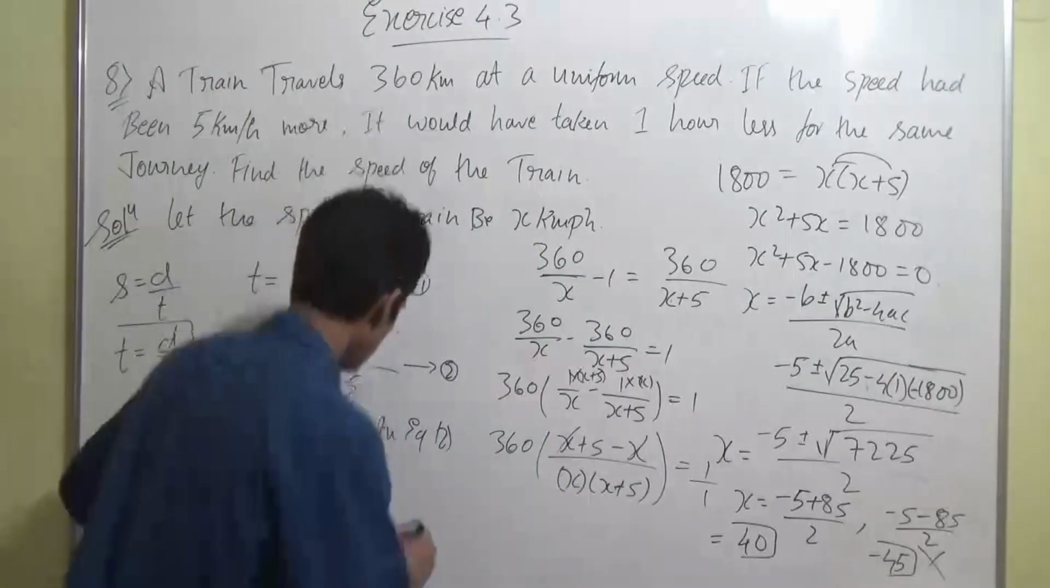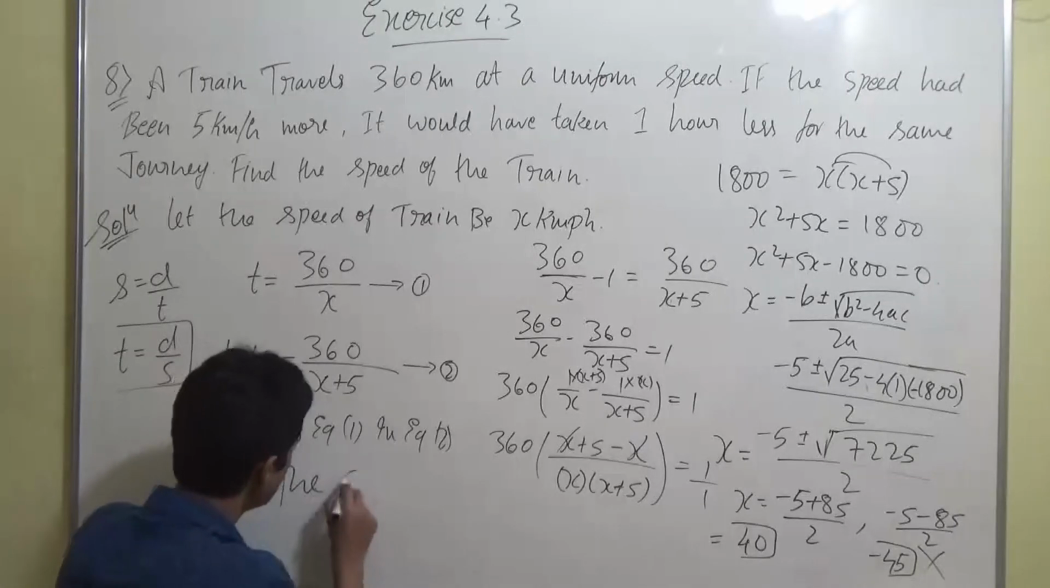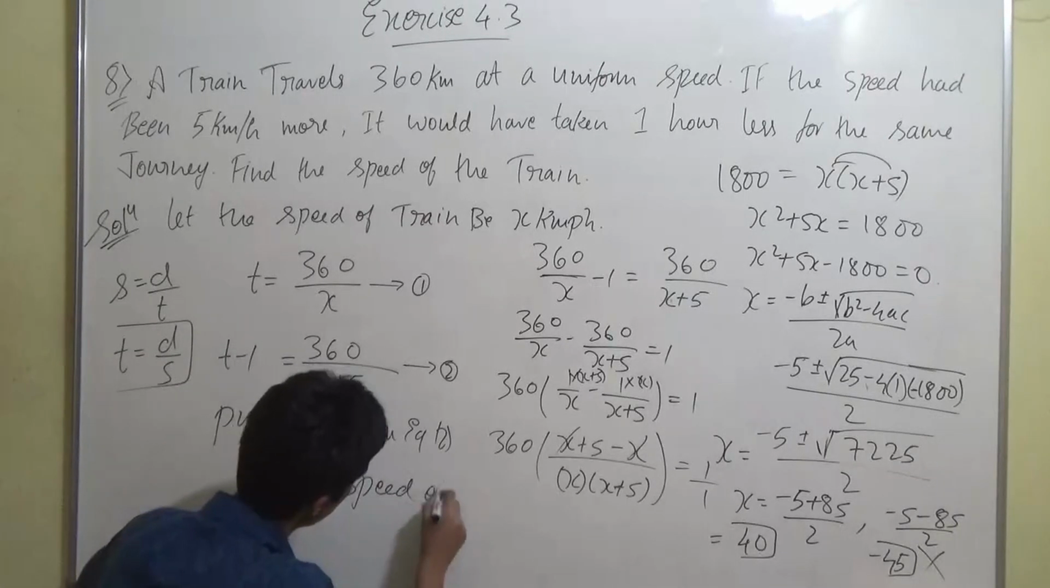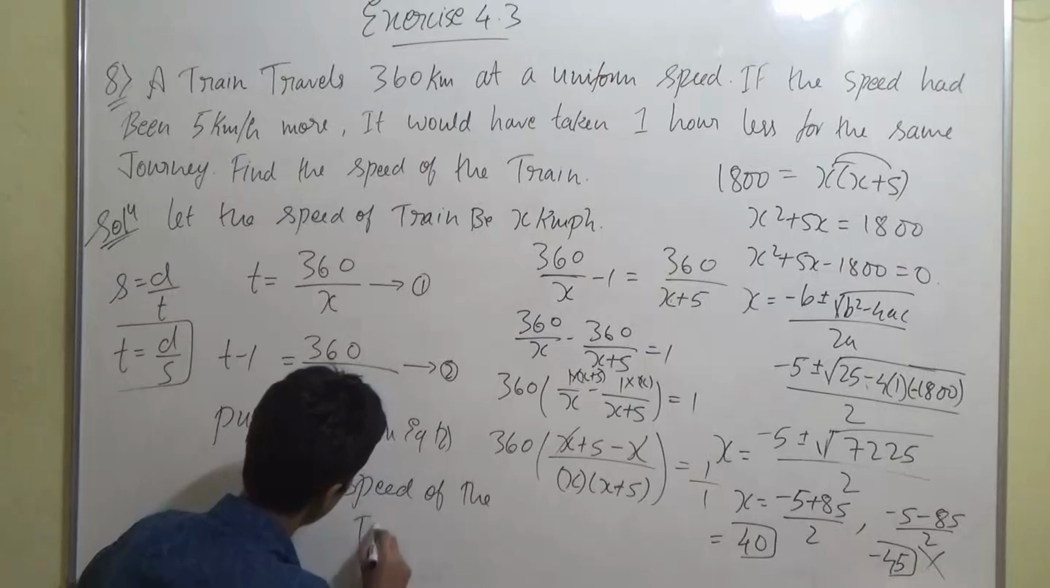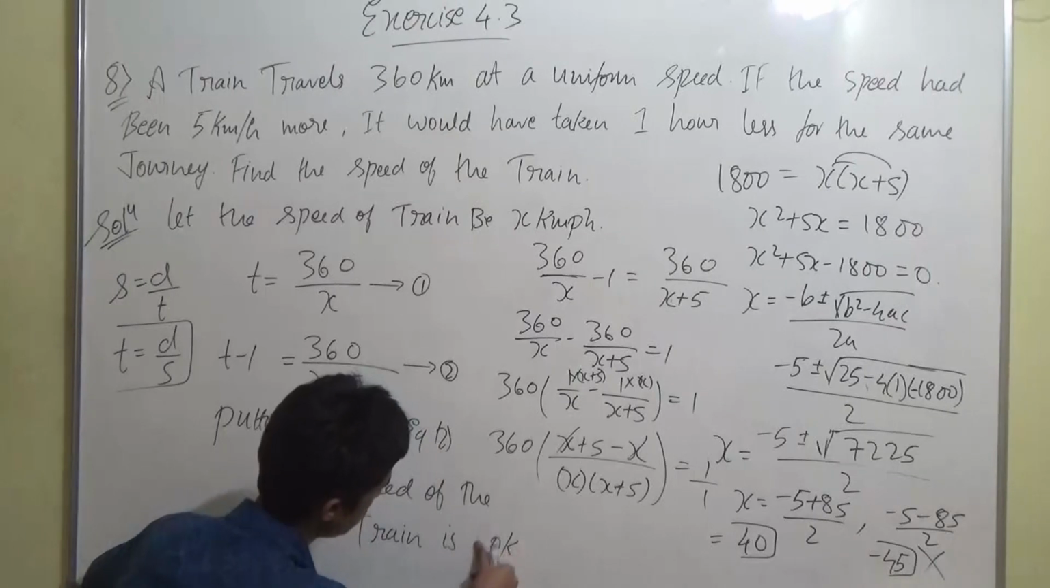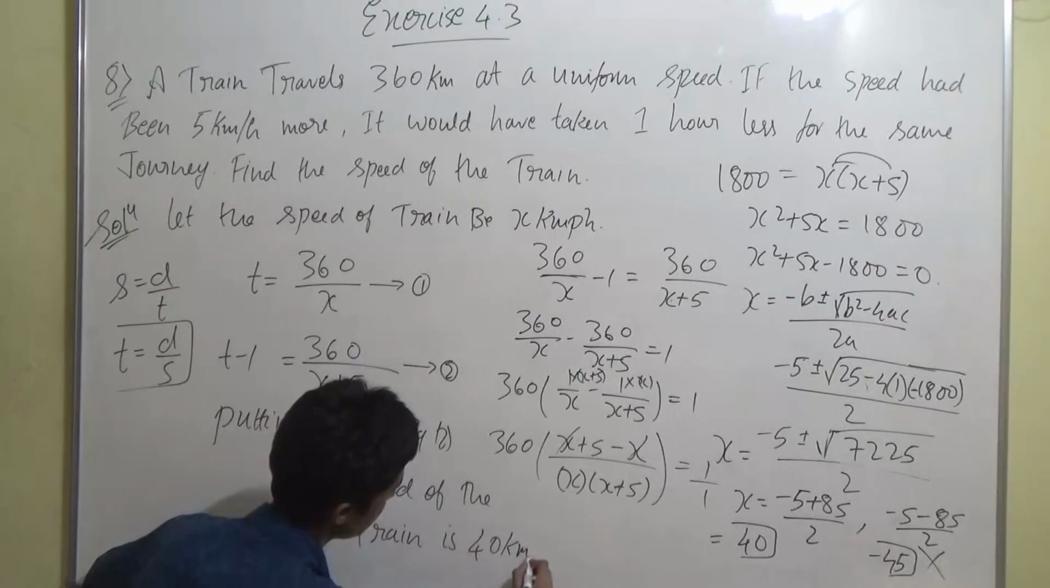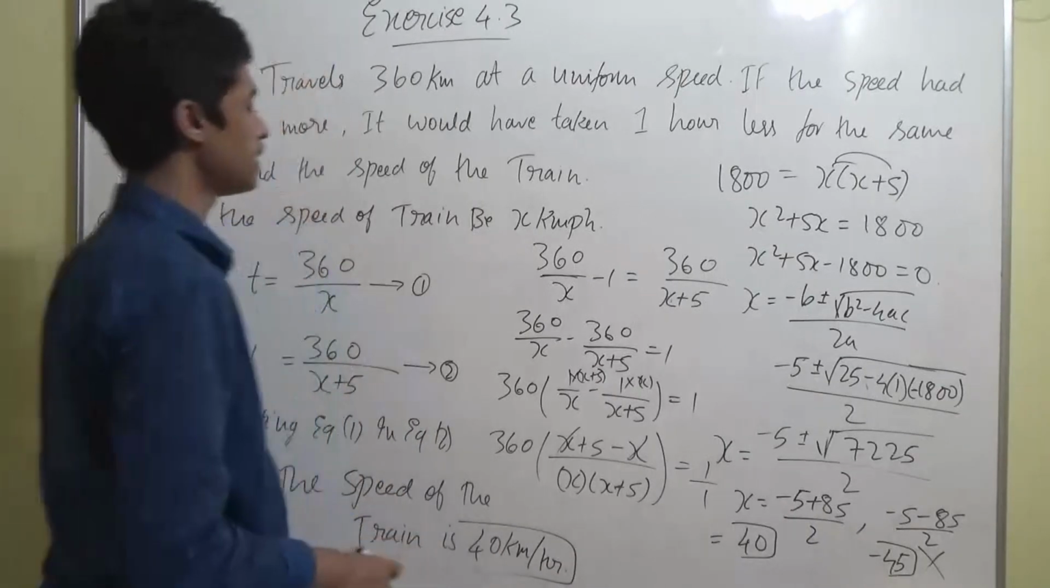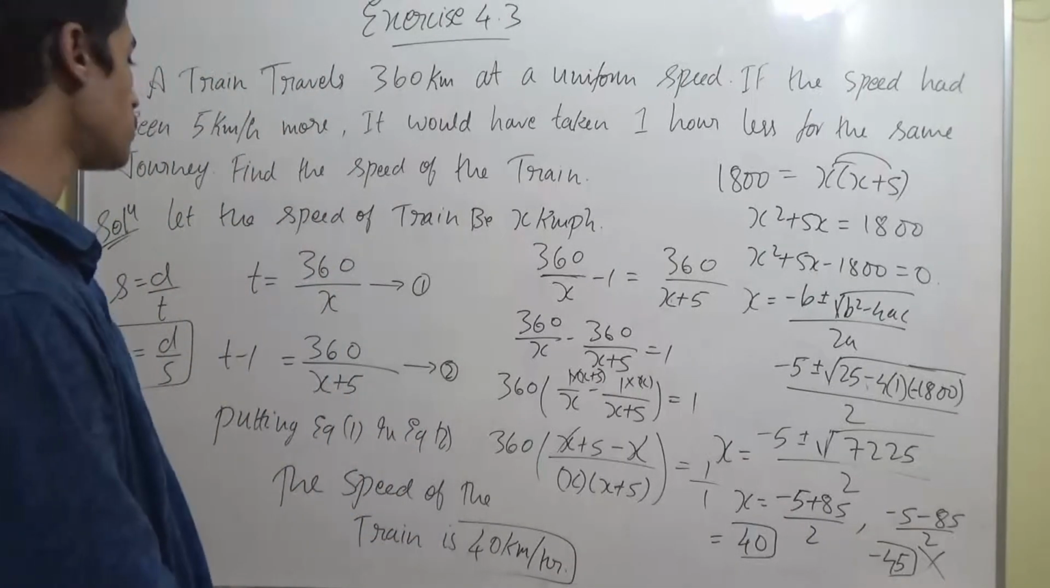Here finally you can conclude the speed of the train is 40 km per hour. Getting it guys? As simple as that. Finally we concluded the answer.